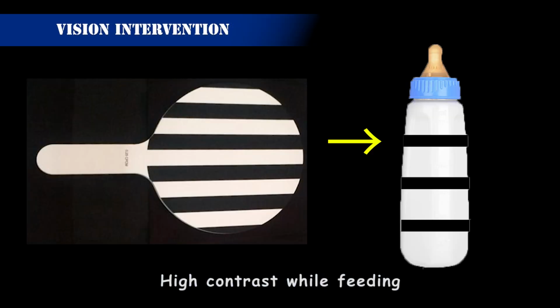A simple feeding bottle with black stripes on it corresponding to the child's visual threshold, with added warmth and smell of the milk, can create an unforgettable experience for the child.